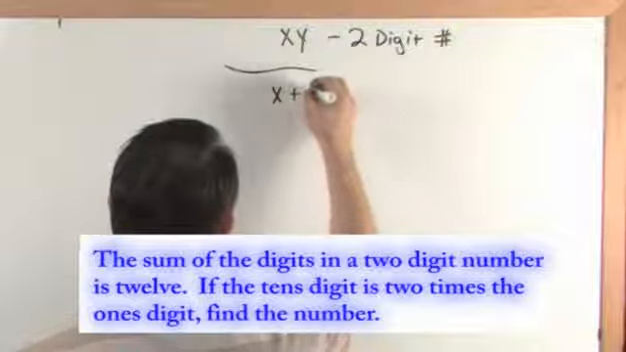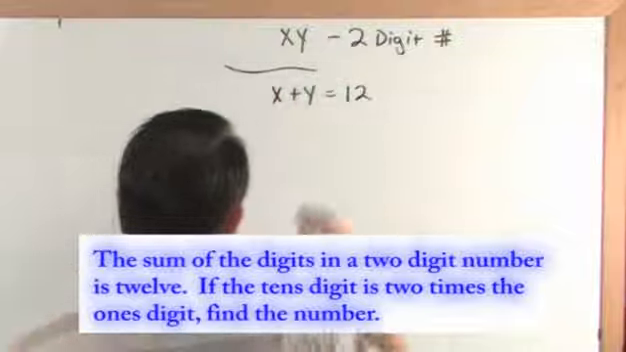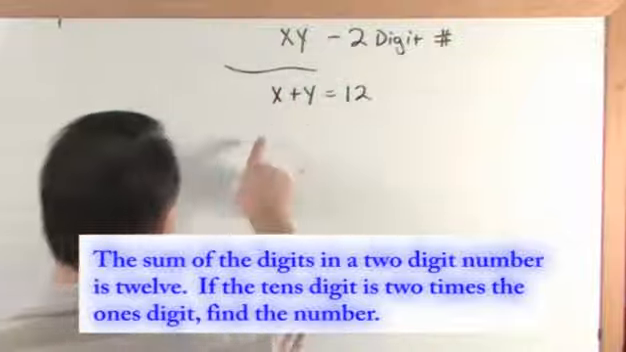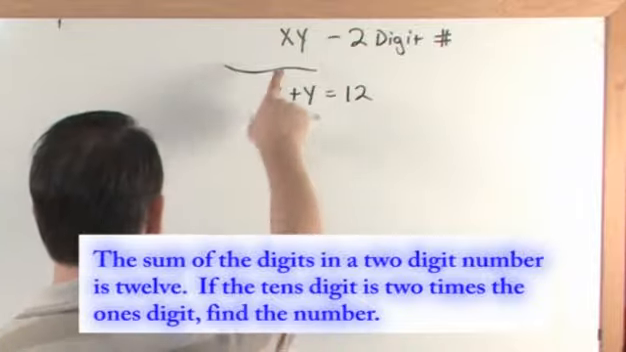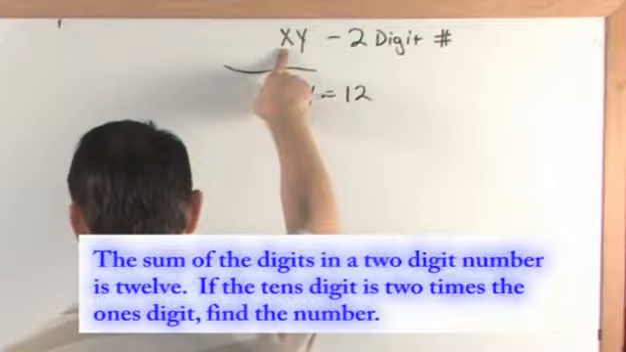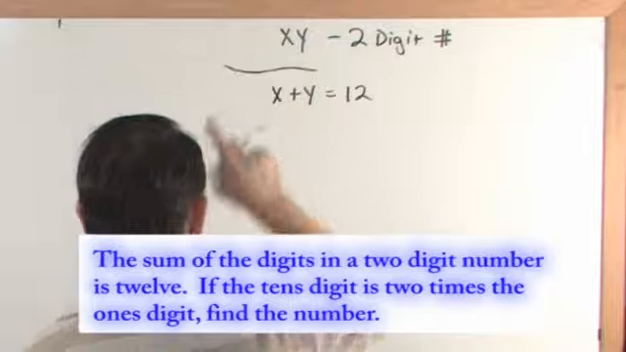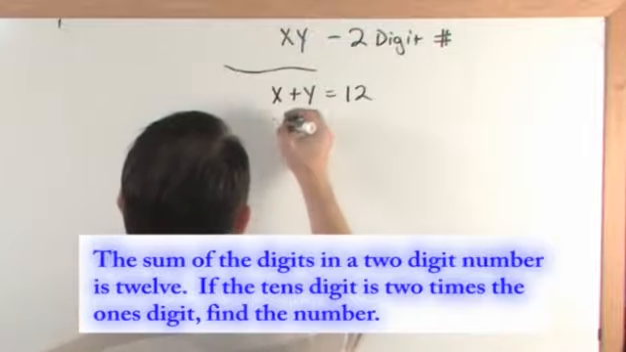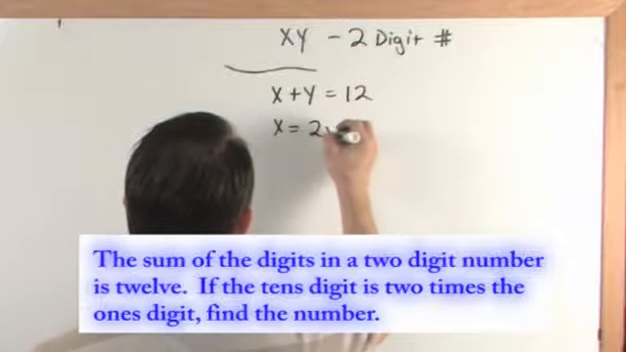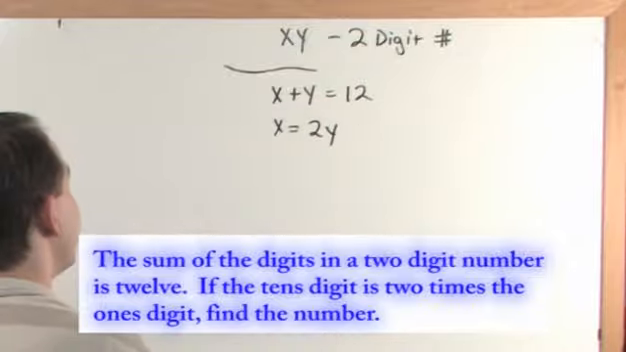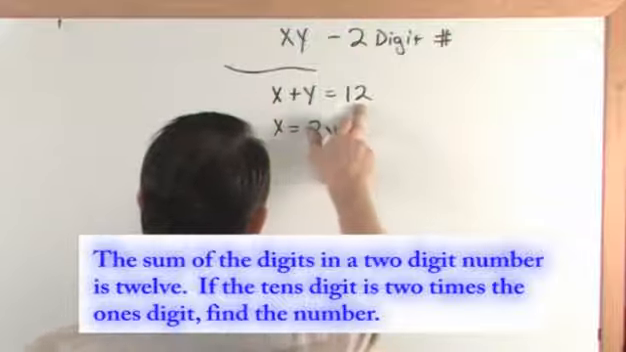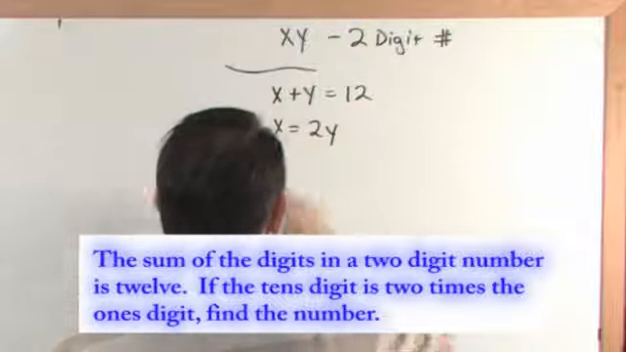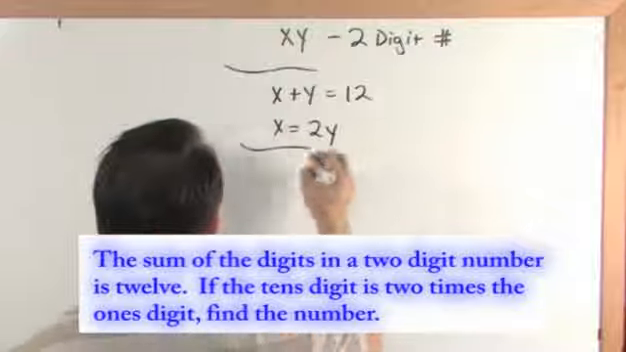The sum of the digits in a 2-digit number is 12. So x plus y is 12. Check. And if the tens digit, which is this one, is 2 times the ones digit, that's the next fact here. So the tens digit is 2 times the ones digit. So you see, all we're doing is extracting the information out of the problem. Sum of the digits is 12, tens digit is 2 times the ones digit. So let's go ahead and solve the system of equations.